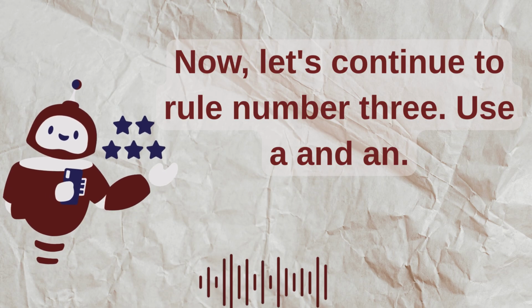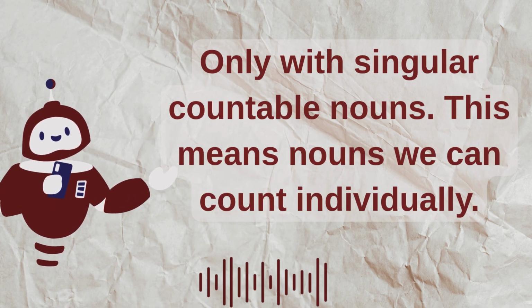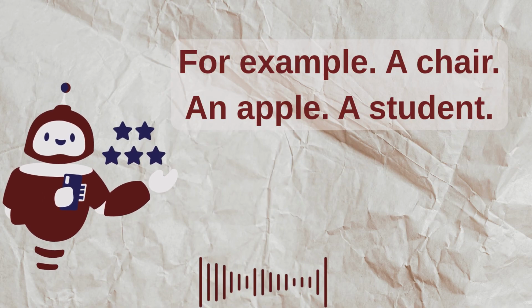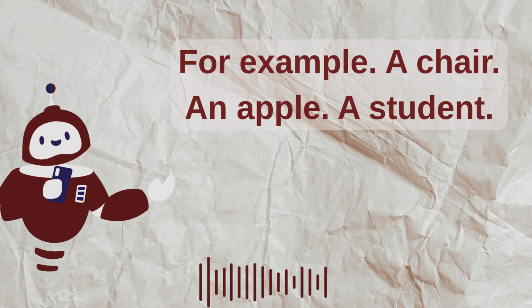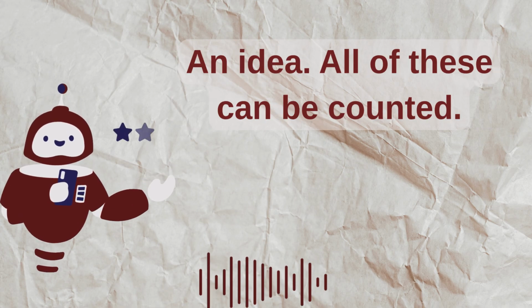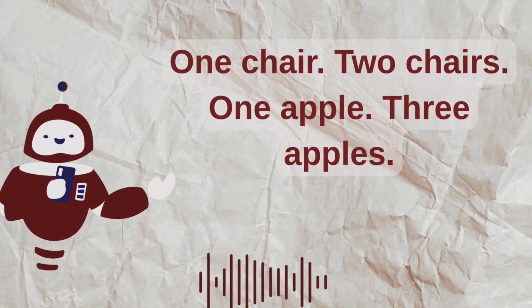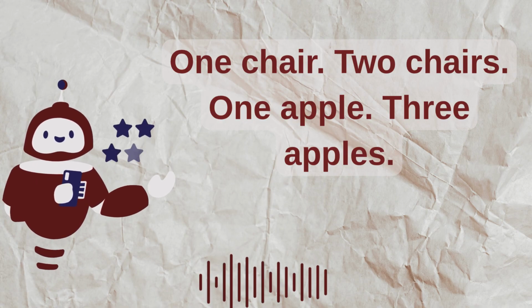Use a and an only with singular countable nouns. This means nouns we can count individually. For example, a chair, an apple, a student, an idea. All of these can be counted. 1 chair, 2 chairs, 1 apple, 3 apples.